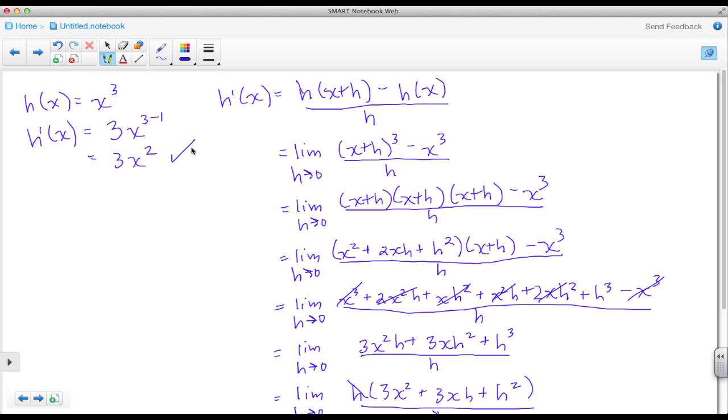Alright, so that sums it up for this video, where we chose to use the power rule to shorten up our work. We don't have to go through all these transformations by using the difference quotient.